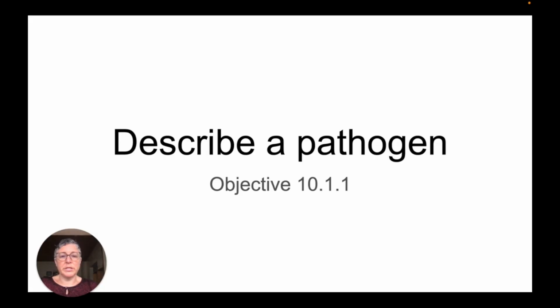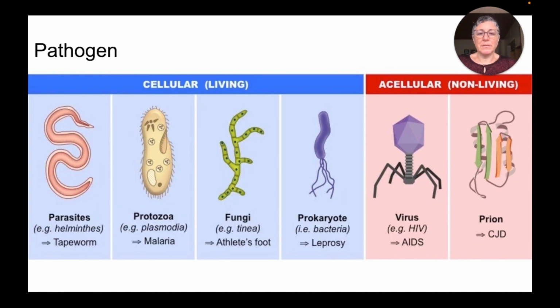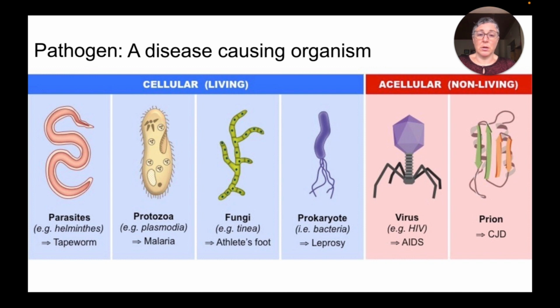This video covers the IGCSE Biology Objective 10.1.1 on the 2025 CAIE syllabus to describe a pathogen. So here we have some categories of pathogens. There are living examples of pathogens that you can see there, and we'll get into some detail of each of those. And we have acellular pathogens, that is non-living pathogens as well, and we'll talk about one of those as well. But basically a pathogen is a disease-causing organism, so that's what they all have in common.